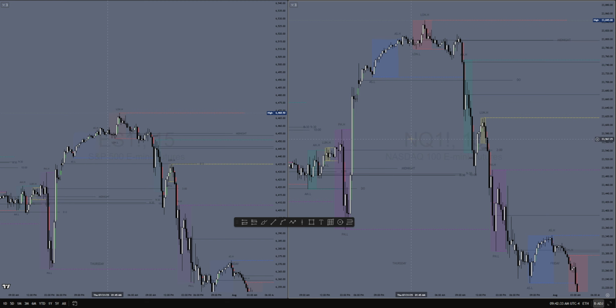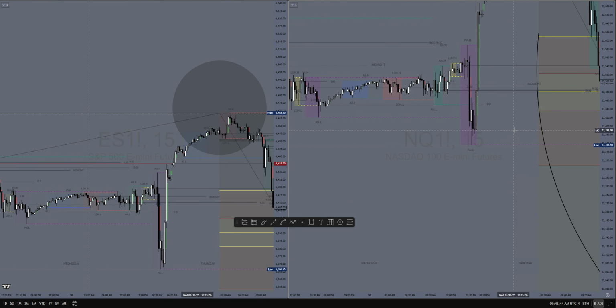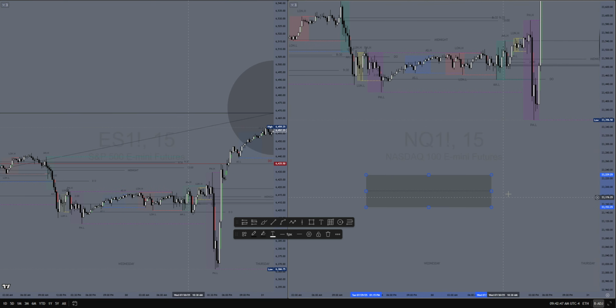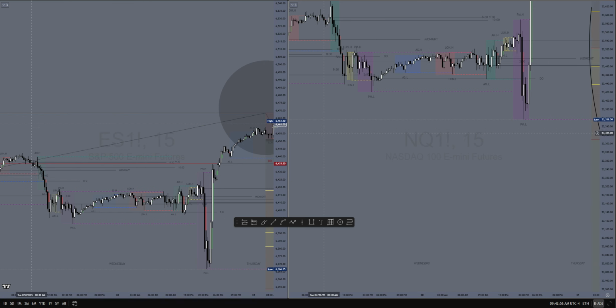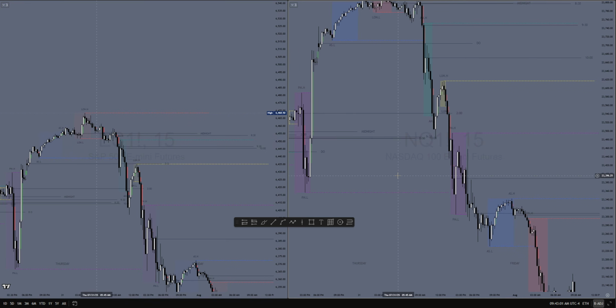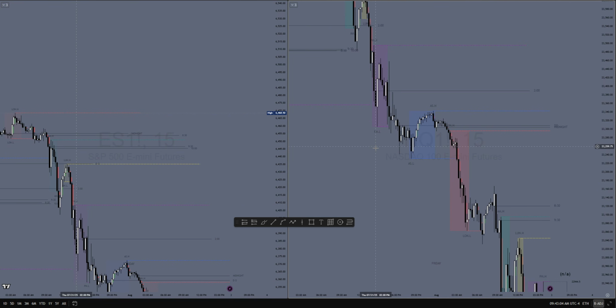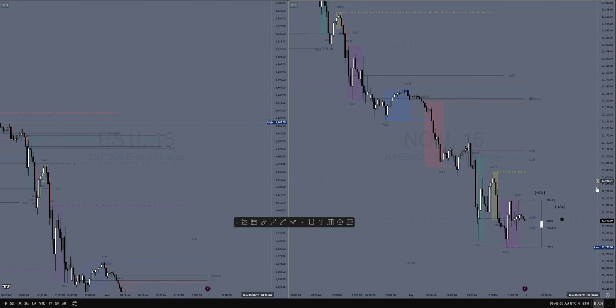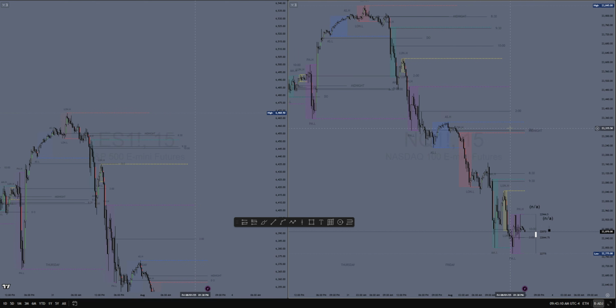CE point means consequent encroachment. Basically just point 0.5. That's why in fair value gaps we have a line in the middle. This is my CE point. This is usually a target for entries or stop loss with that. So you have to follow the narrative with how everything is on the higher time frame. It all makes sense the way market opens.